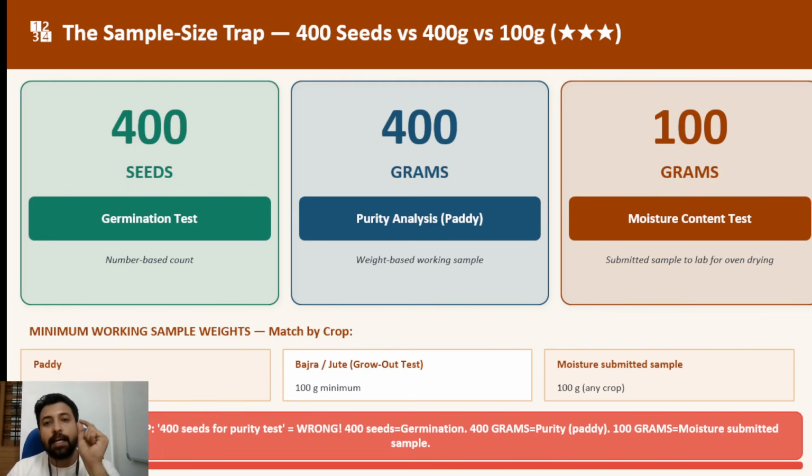Okay, so whenever a question comes, see the data, the 400 or that digit, along with the unit. They may give 400 grams for germination test. No, it is a number for germination test. While 400 seeds for purity analysis is wrong. It is 400 grams for purity analysis.